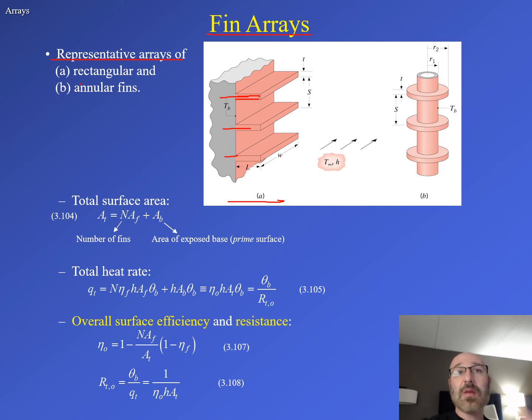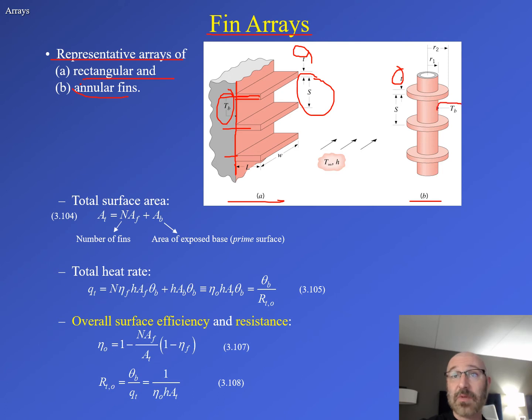And within this, it brings in some other variables. So whether it's a rectangular or even these annular fins over here that we have in B, what we can see is the new thing we have here is the spacing, this S value between, the distance between the different fins that we have within our array. Other than that, we still have our base right here at the bottom right here. There's our temperature sub B at the base of the fins right there. There's the thickness of the fins right there like that.